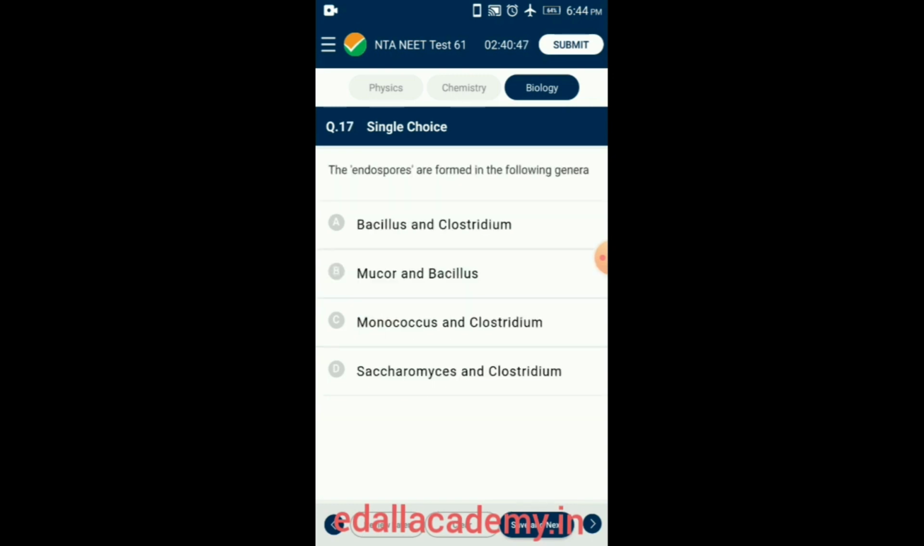Question number 17. The endospores are formed in the following genera. An endospore is a dormant, tough, and non-reproductive internal structure produced by some bacteria and archaebacteria. Endospore formation is more common in rod shaped bacteria or bacillus forms. So the answer for this question is option A, Bacillus and Clostridium.